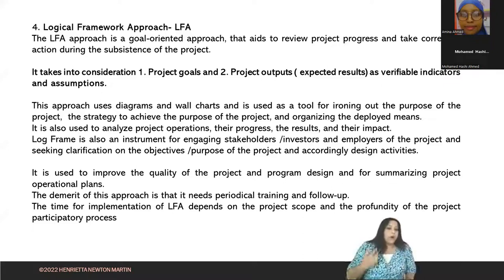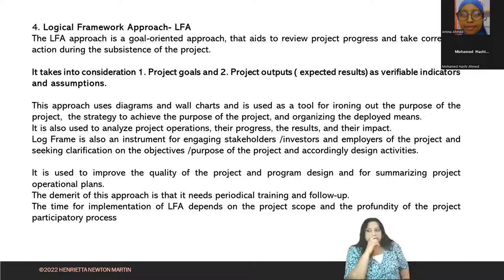The logframe is also an instrument for engaging stakeholders, investors, and employers of the project, and seeking clarification on the objectives and purposes of the project, and accordingly designing activities. It is also used to improve the quality of the project and program design, and for summarizing project operational plans. However, the demerit of this approach is that it needs periodical training and follow-up.